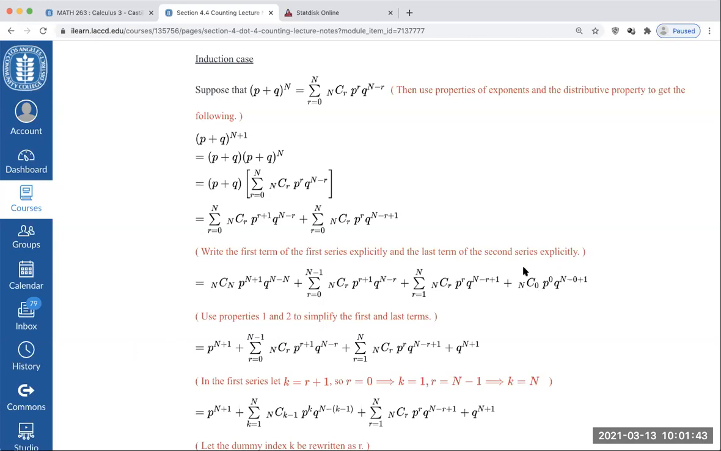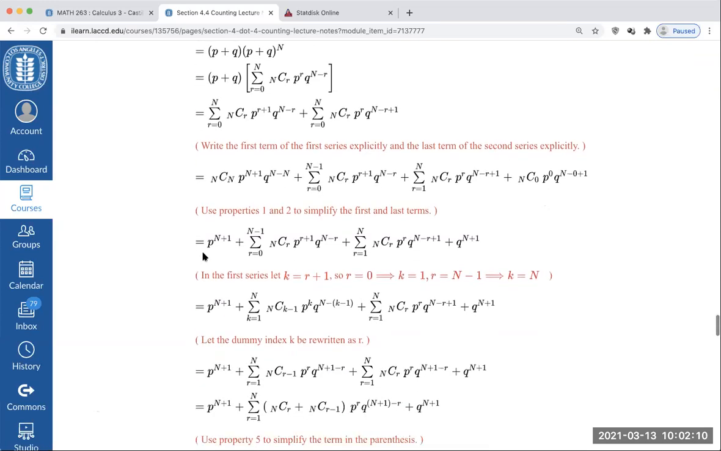Next, capital N C0, by the very first property that we proved, is 1. P to the 0 is 1. Q to the capital N minus 0 plus 1 is just capital N plus 1. And so this last term is just Q to the capital N plus 1. So now, rewrite this first term, P to the capital N plus 1, and this last term, Q to the capital N plus 1.